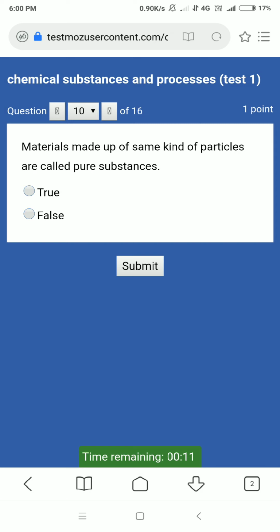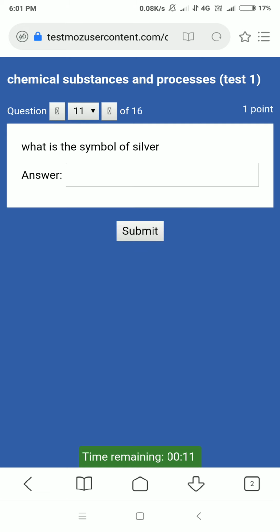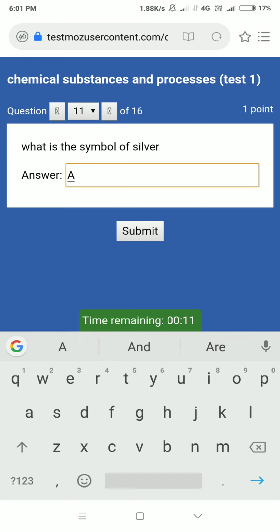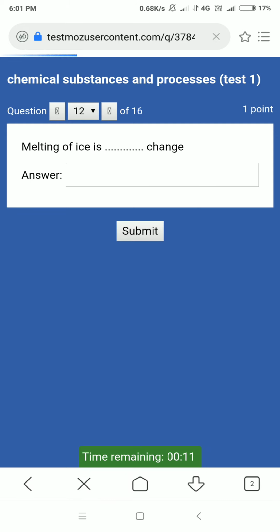Next one is materials made up of same kind of particles are called pure substances. Definitely true. The substances which are made up of only one kind of particles are known as pure substances, but the substances which are made up of different or a number of different particles are known as the mixture. Next is, what is the symbol of silver? Silver, it is represented by capital A small g, so it will be the symbol of silver.